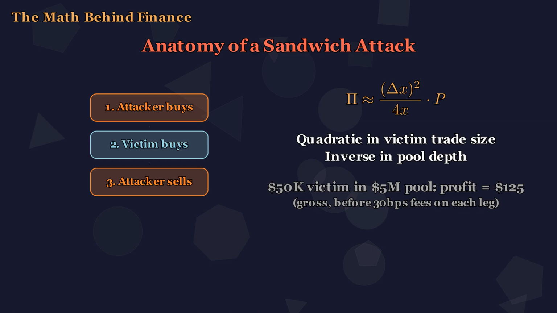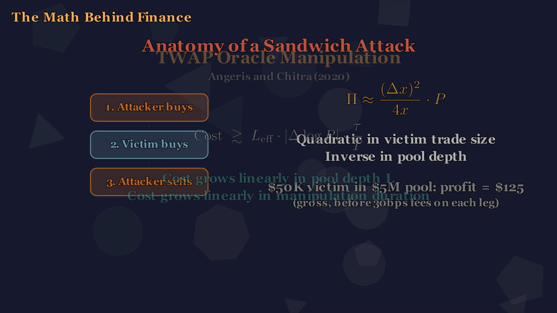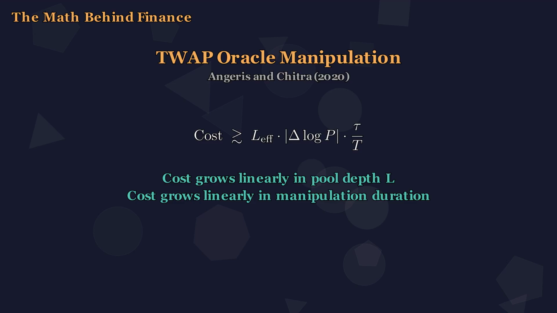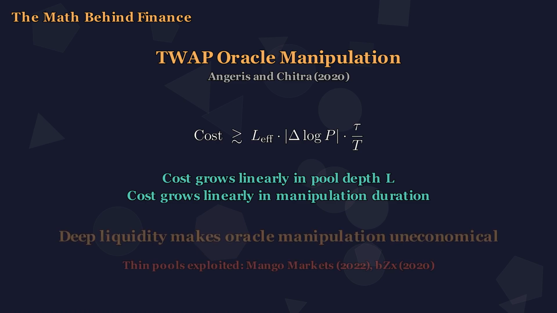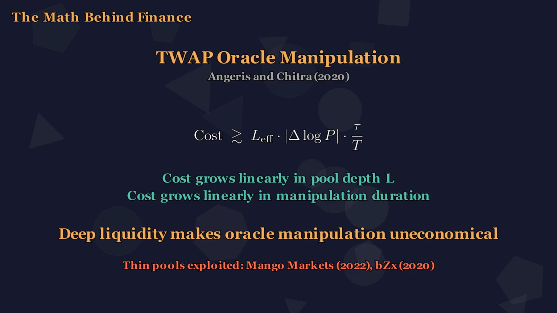But sandwich attacks are not the only way to exploit these curves. Uniswap's on-chain price oracle stores a time-weighted average price, the TWAP. Angeris and Kitra showed that the cost of manipulating this oracle grows linearly in pool depth and linearly in manipulation duration. This is why deep liquidity is not just good for traders. It is the security model for every protocol that reads prices from a Uniswap pool. Thin pools have been exploited repeatedly. Mango Markets in 2022, bZx in 2020.